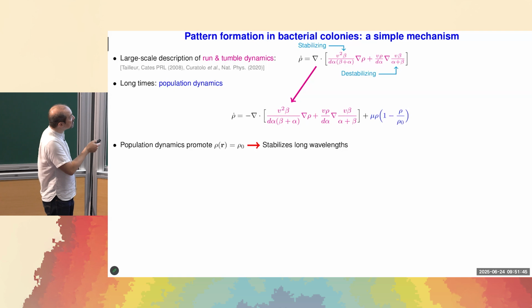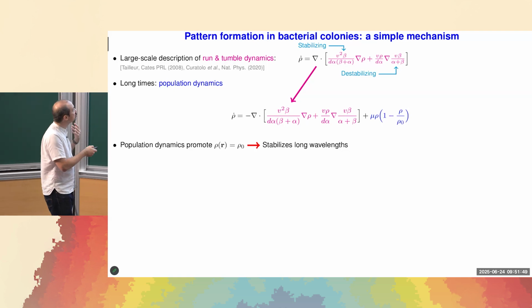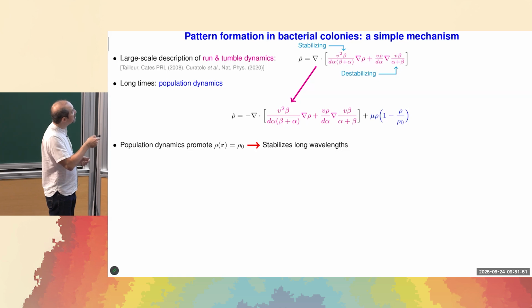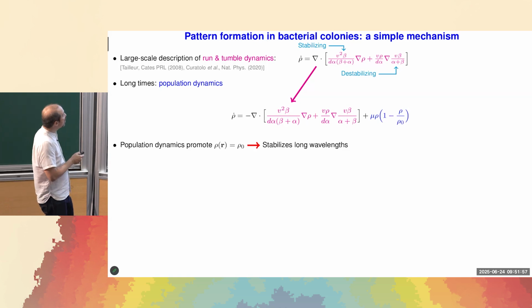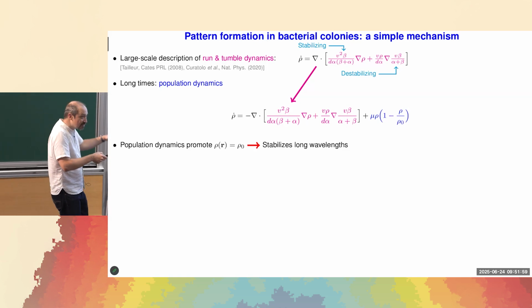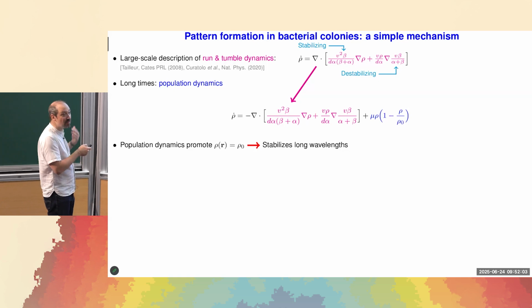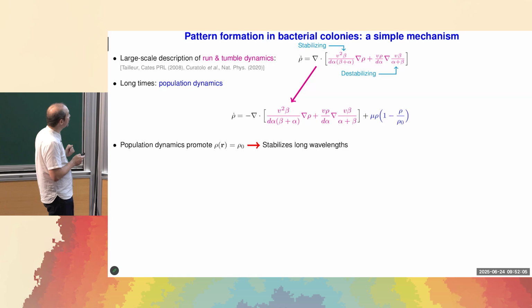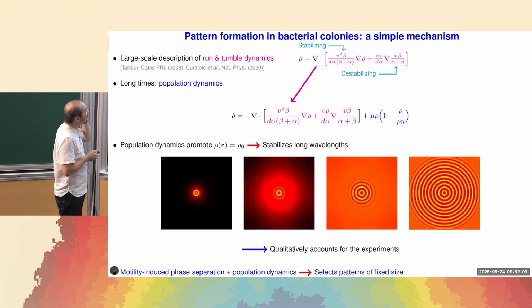Because there is no gradient, if you think in terms of Fourier space, when q goes to 0, so at large scale, the gradients are irrelevant. So this term really stabilizes the long wavelengths of your system. On the other hand, if you look at small length scale, the gradients are important. This term dominates, and MIPS destabilizes small length scale. And the competition between the two selects for a finite wavelength.